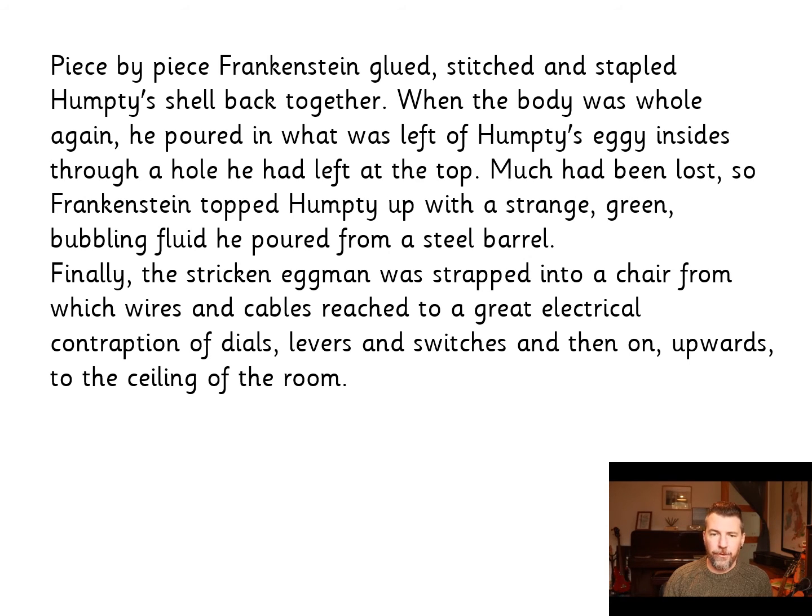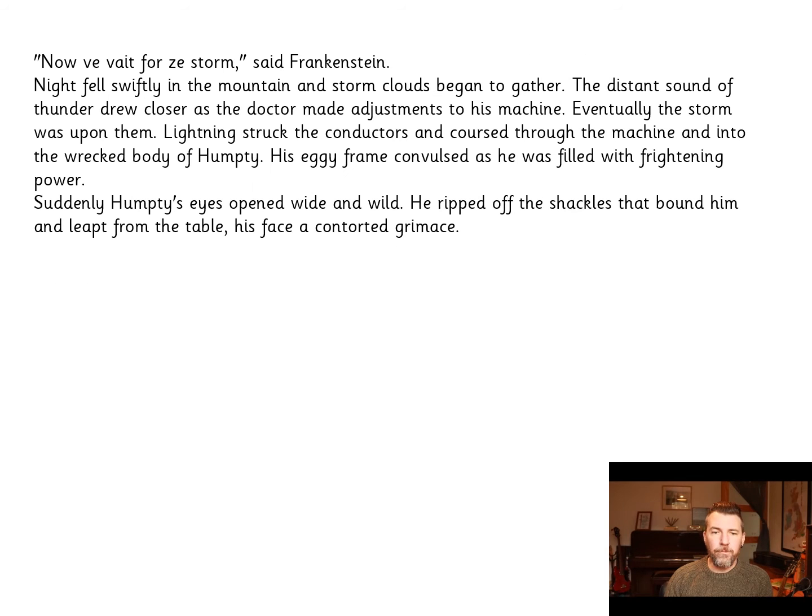Much had been lost, so Frankenstein topped Humpty up with a strange green bubbling fluid he poured from a steel barrel. Finally, the stricken Eggman was strapped into a chair from which wires and cables reached to a great electrical contraption of dials, levers and switches, and then on, upwards to the ceiling of the room. "Now be ready for the storm," said Frankenstein. Night fell swiftly in the mountain, and storm clouds began to gather. The distant sound of thunder drew closer as the doctor made adjustments to his machine. Finally, the storm was upon them.